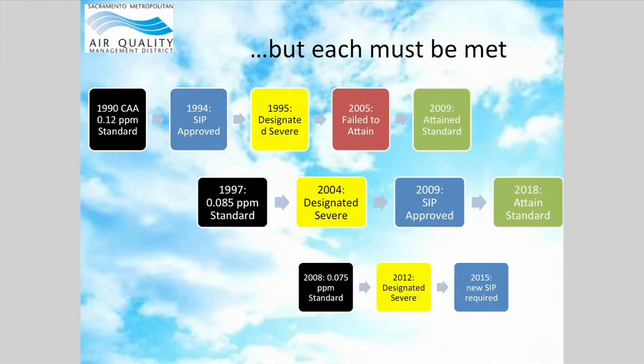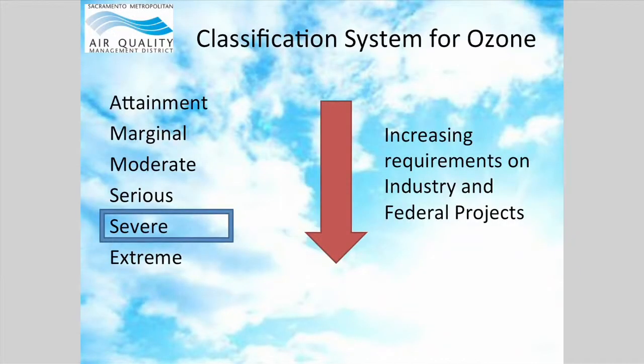So what this means is, and I'll show you in a minute, as we have tighter and tighter plans, we have increasing requirements on businesses and federal projects and so on. The kind of things we can do for cleaning up our vehicles, for cleaning up, on the SACOG side, help that process.